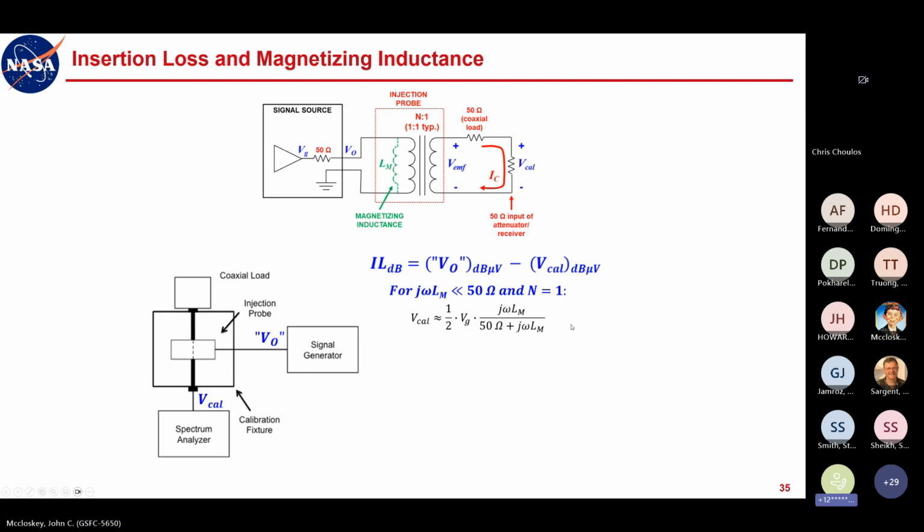So at low frequencies, when your inductive reactance is much less than 50 ohms, we're just going to assume the turns ratio. Some of these injection probes may have multiple turns around them. Most of the probes, I think all of the probes I have personally used, have a single turn. But in the general case, they may have multiple turns and they'll function as an N-to-1 transformer, right? But for this discussion, I'm just going to assume a single turn.